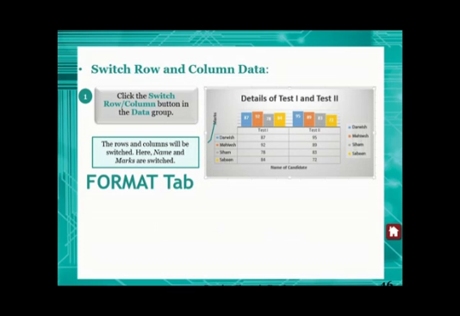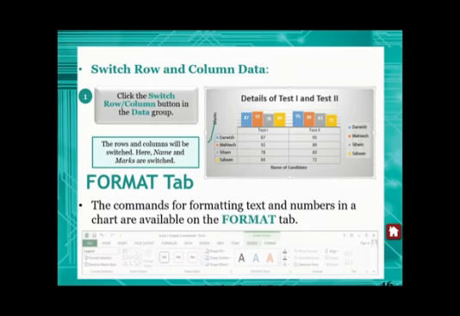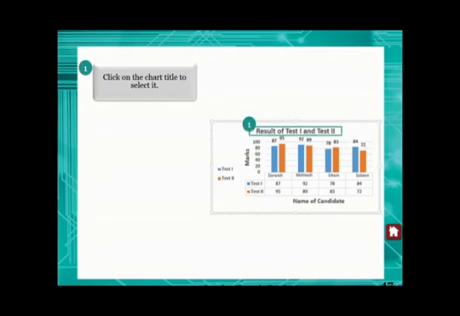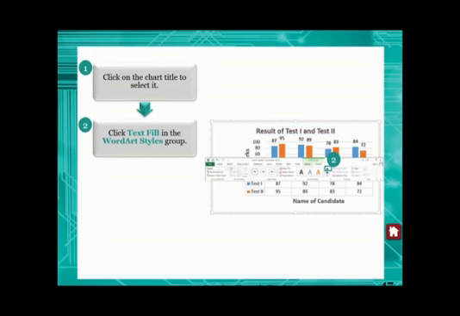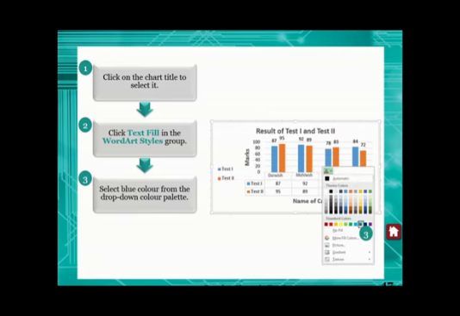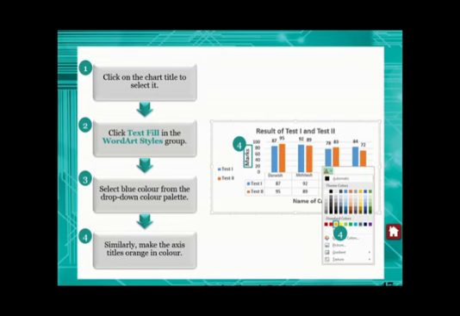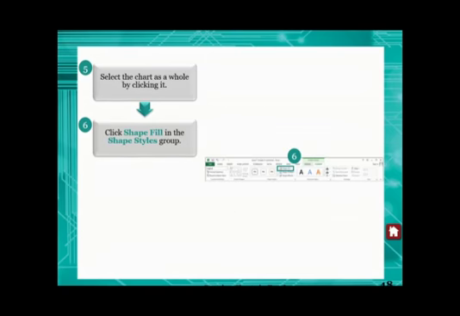Format tab. The commands for formatting text and numbers in a chart are available on the Format tab. Click on the chart title to select it. Click Text Fill in the WordArt Styles group. Select blue color from the drop-down color palette. Similarly, make the axis titles orange in color.